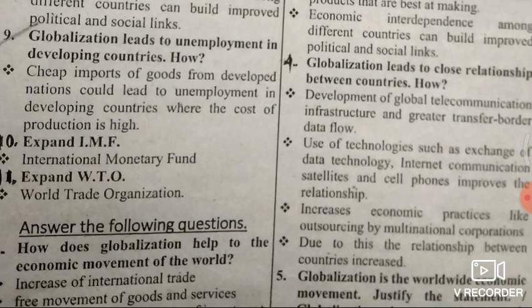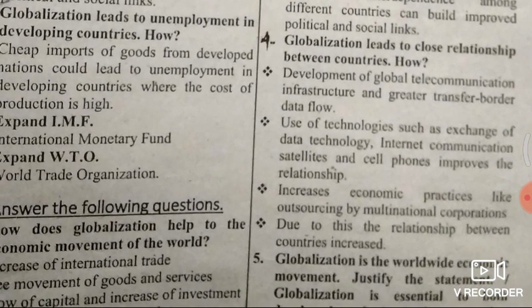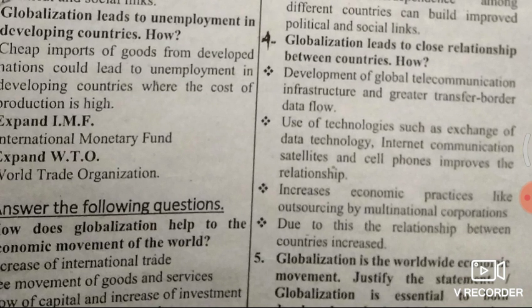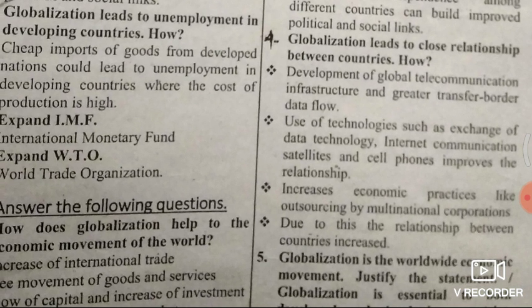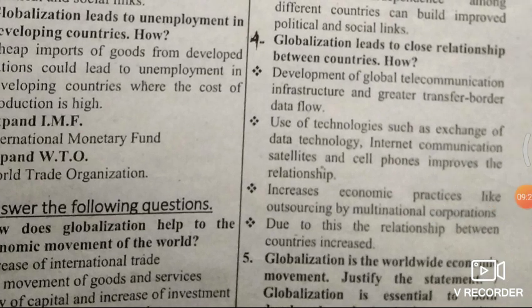Globalization leads to close relationship between countries. How does globalization lead to close relationship between countries? Answer: development of global telecommunication infrastructure and greater transfer of cross-border data flow leads to close relationship between the countries because of globalization. We can see the development of global telecommunication and infrastructure and greater cross-border transfer, isn't it?